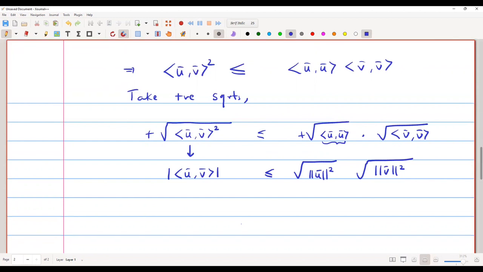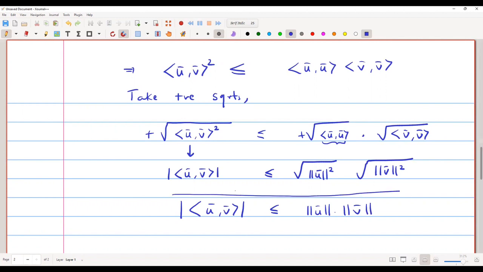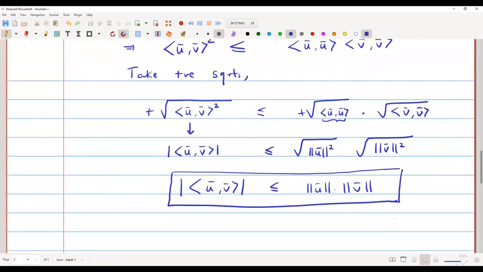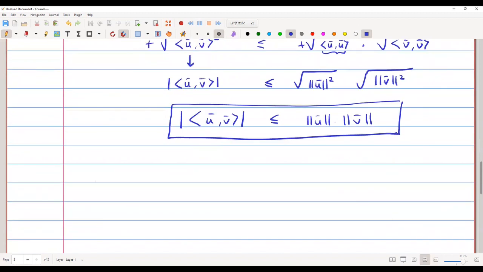And therefore, what we are getting is that the magnitude of the inner product of u bar is less than or equal to norm u bar into norm v bar. So this is the Cauchy-Schwarz inequality that we were actually waiting for. Now let me write a small result from that.